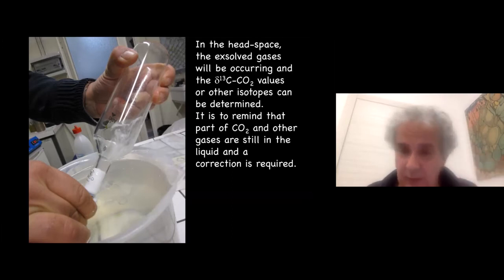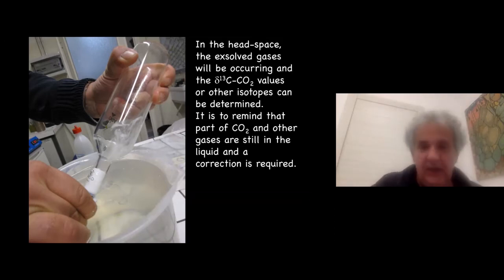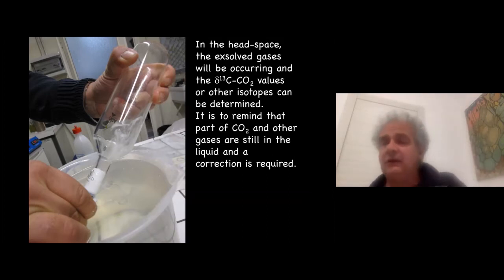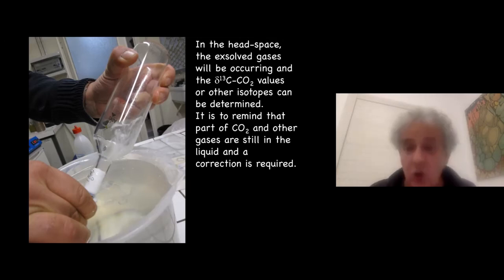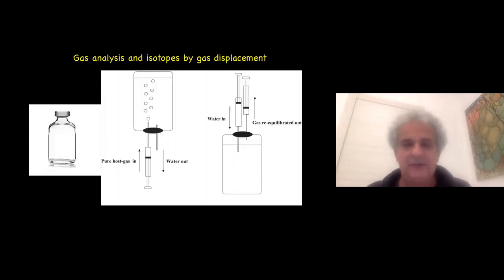Here there is a problem, because when you are doing this sort of stripping, some of the CO2 and some of the other gases are still in the liquid phase. This means that if you want to calculate the concentration or the isotopic composition of the different gases, you need to do a correction. And sometimes the results are not very good. So usually it's better if you use another system.